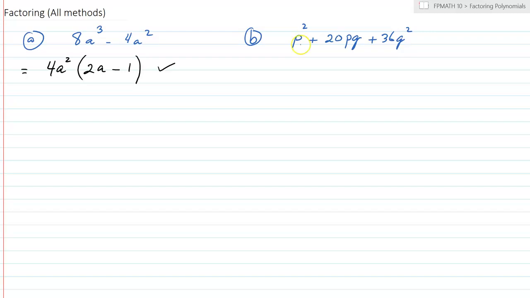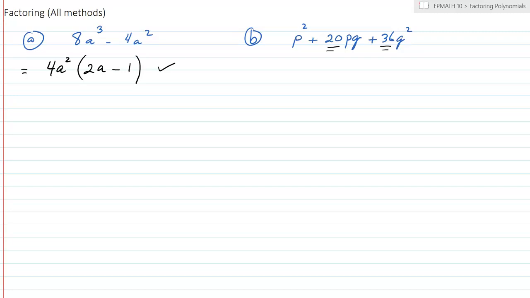Example B, p squared plus 20pq, p times q, plus 36q squared. This one is the one where you have to use the numbers. So basically what you will do is find two numbers that you multiply to get 36, and add to get 20. Those are the possibilities that you have to deal with. So what are those two numbers? When you look at them, well, 18 and 2, right?